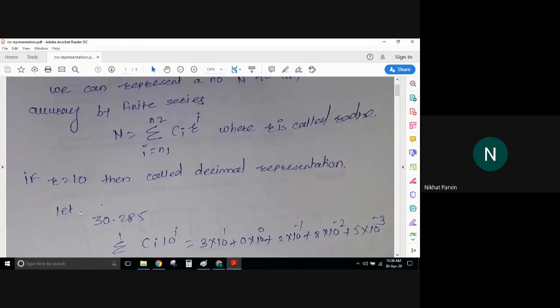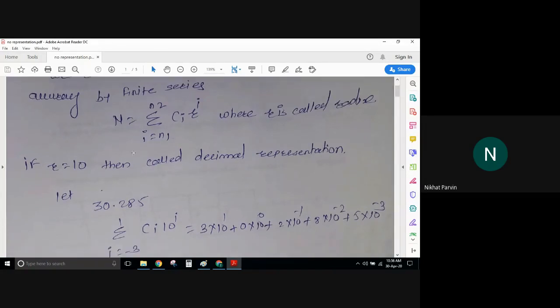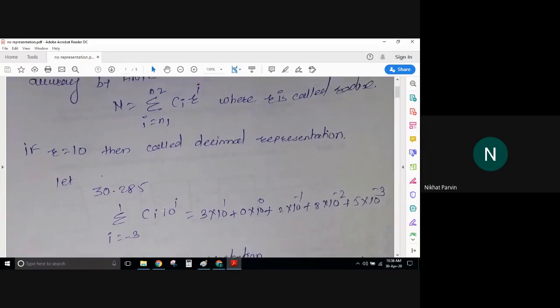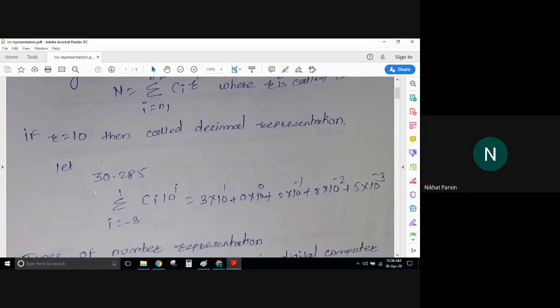Now, when you have the number, let us say 30.285, and using this formula, definitely you can rewrite your number something like this, right? Because here you can see this is a decimal point, to the left of which we have an integer part and to the right a fractional part. So this is 10 power 0, 10 power 1. This is 10 power minus 1, 10 power minus 2, 10 power minus 3. If you put together, you will get the same number, right? Same way you can do this kind of thing with your binary number.